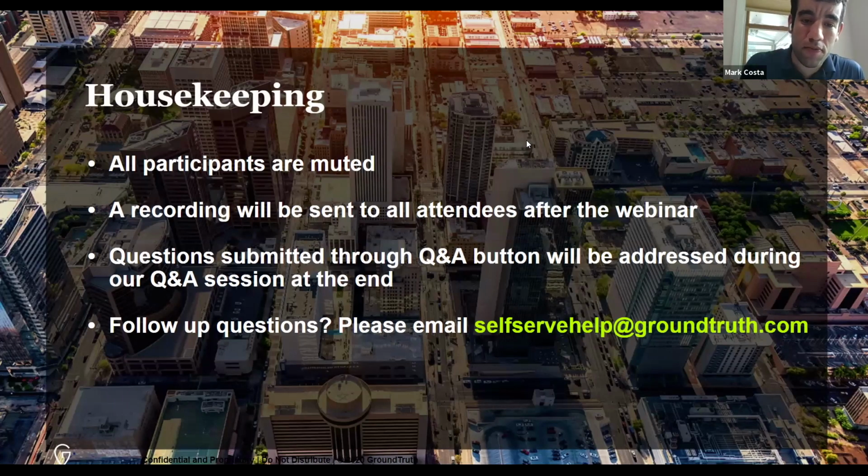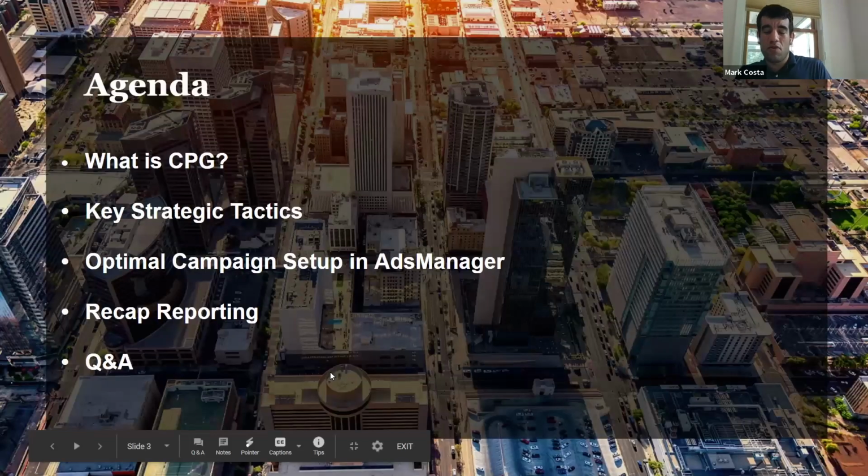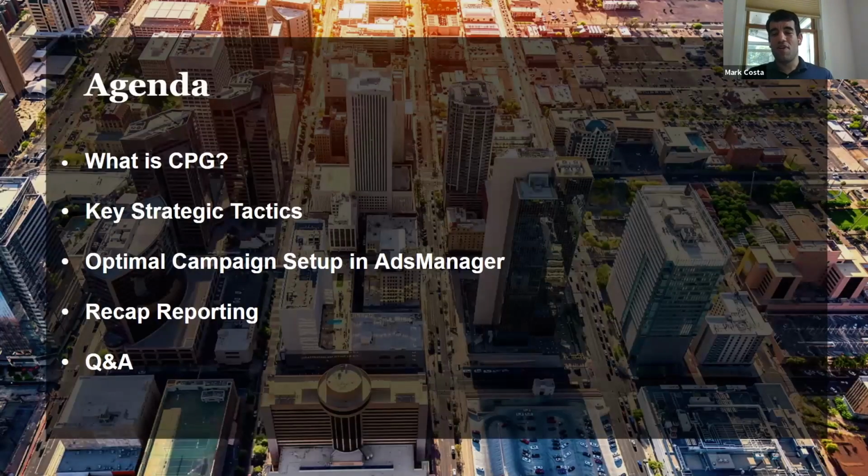Let's go through the agenda for today's call. It's going to take about 30 minutes to go through the content, and we'll leave hopefully 15 or so for Q&A. We're going to go over, at a high level, what is CPG, what we're seeing as best practices, and key strategic tactics from an Ads Manager setup standpoint. We'll go through Ads Manager itself and set up a prompt campaign. Then we'll go over what to do when a campaign ends, with a recap recording. And then finally, we'll open it up to Q&A.